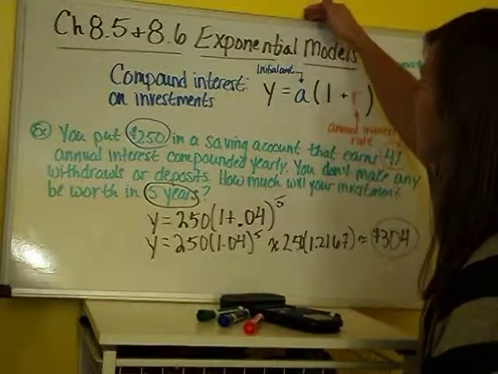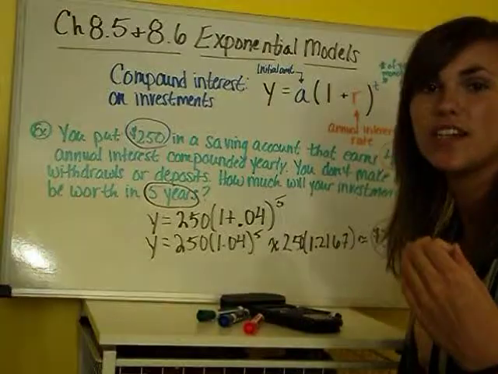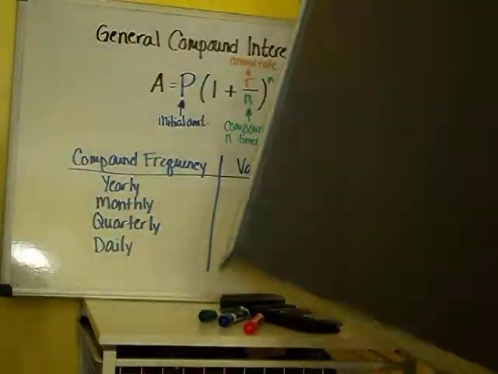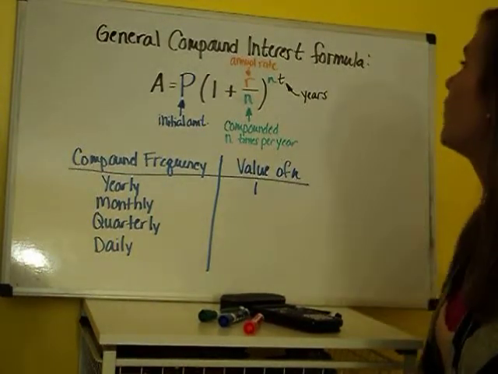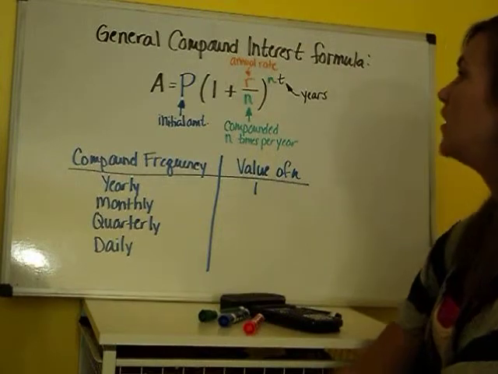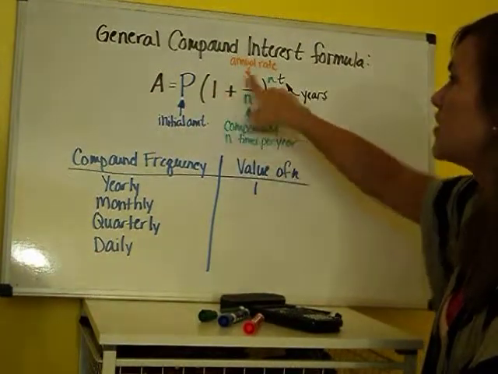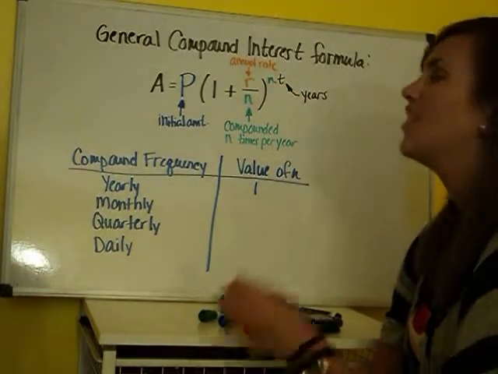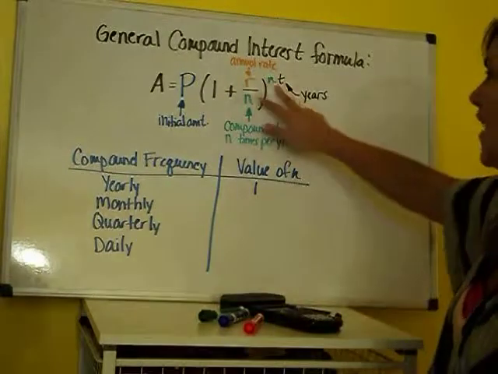But what happens if you have an account that, say, compounds your interest more than just once a year, more than just yearly? Say you have something yearly, monthly, or quarterly. That is what our general interest formula is going to tell you. So we have our total amount that's going to equal P times 1 plus R divided by N to the N times T power. This is our same formula except that we're introducing one new variable, which is this N.